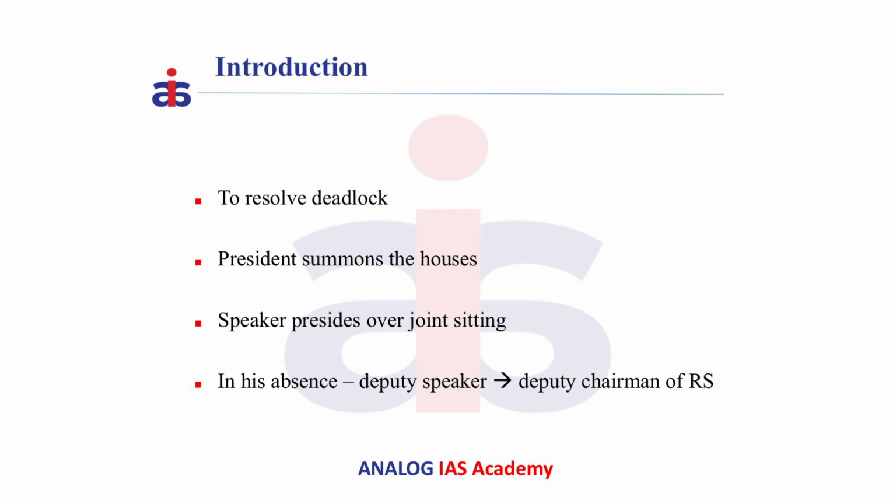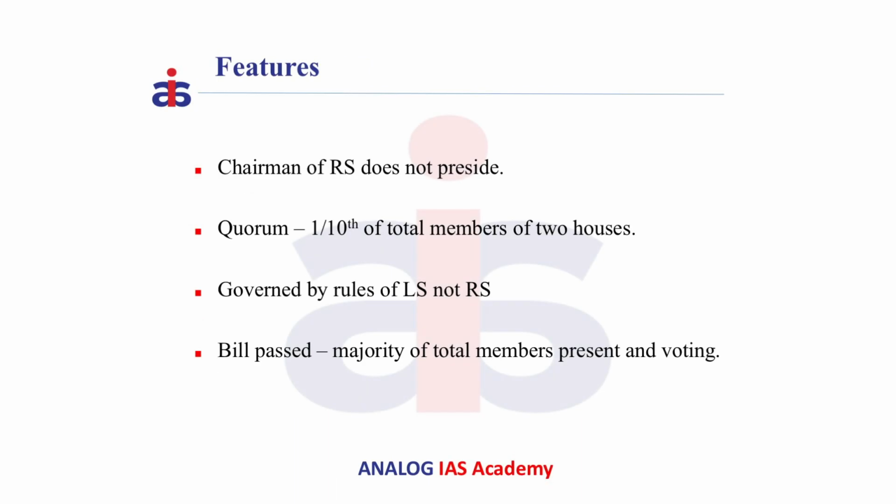The Speaker of Lok Sabha presides over the joint sitting of two houses, and the Deputy Speaker will preside if the Speaker is absent. If the Deputy Speaker is also absent from the joint sitting, the Deputy Chairman of Rajya Sabha presides over it. It is important to note that the Chairman of Rajya Sabha does not preside over the joint sitting because he is not a member of either house of the Parliament.